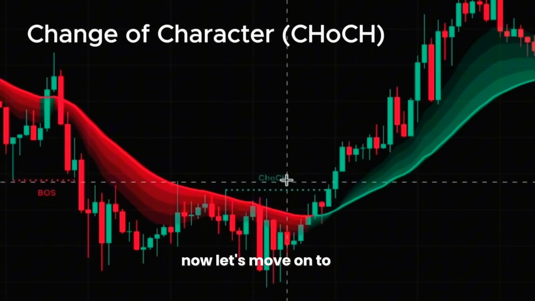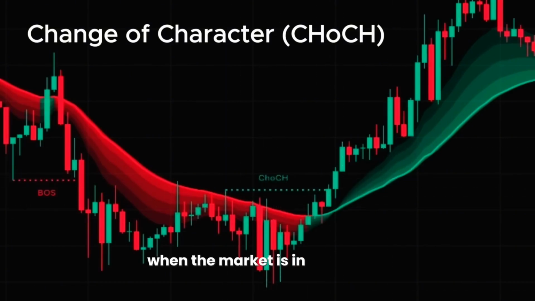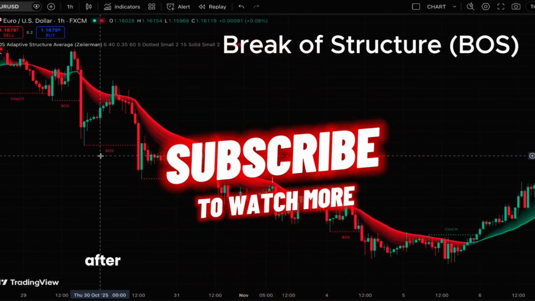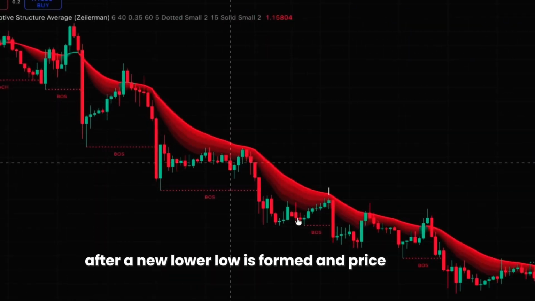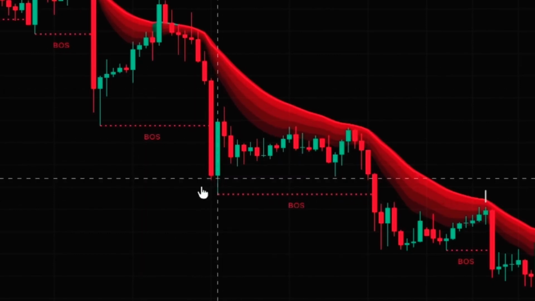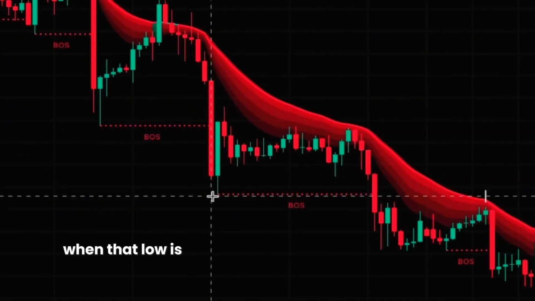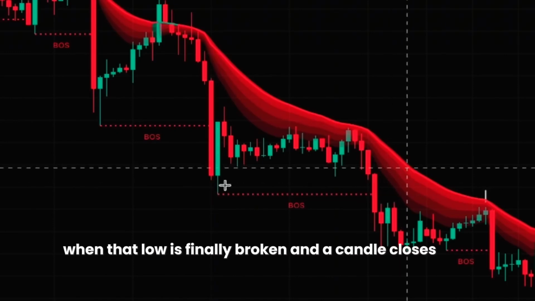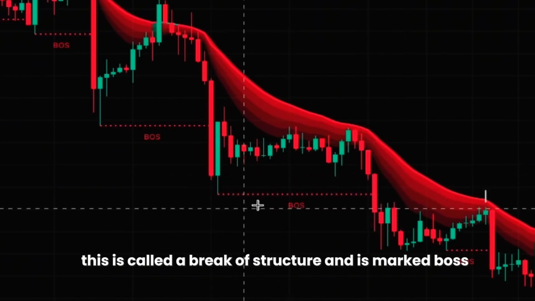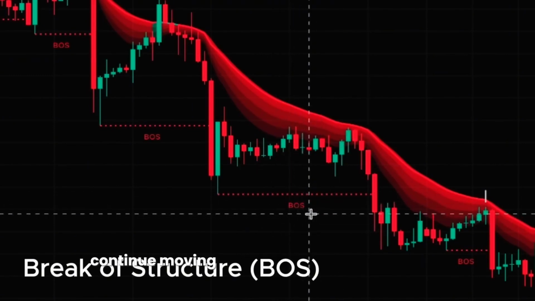Now let's move on to BOS, which stands for break of structure. When the market is in a downtrend, price forms lower highs and lower lows. After a new lower low is formed and price pulls back, that low can act as a potential support level. Price may struggle to move past that level. When that low is finally broken and a candle closes below it, this is called a break of structure and is marked BOS. It acts as a signal that the price is likely to continue moving in the direction of the downtrend.